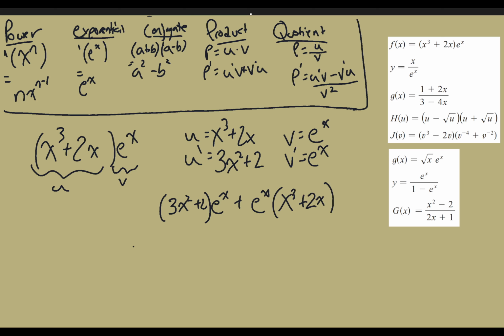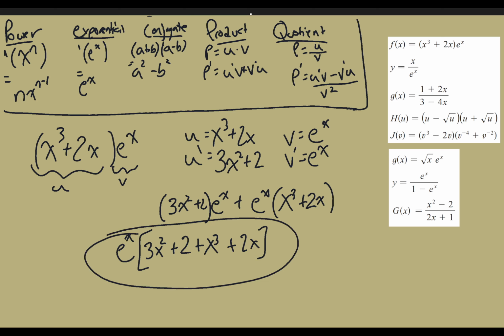Okay, so let's expand it out. We take an e to the x out, and we're going to get 3x squared plus 2 plus x cubed plus 2x. Heck, we can't even reduce that at all. We could rearrange it. But this is the answer right there. Because we have an x cubed, an x squared, an x, and a regular term. We can't combine any of those. That's the answer right there. So number 1 is done. Let's come to the next one.